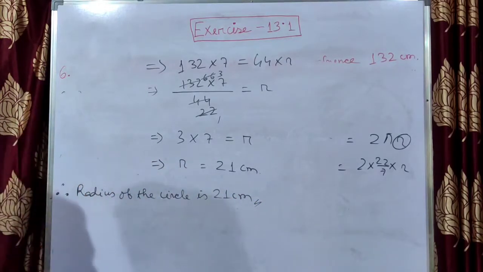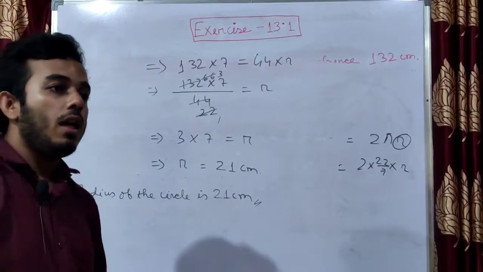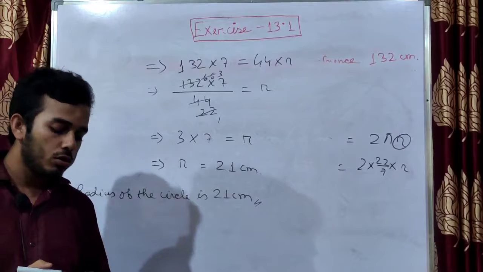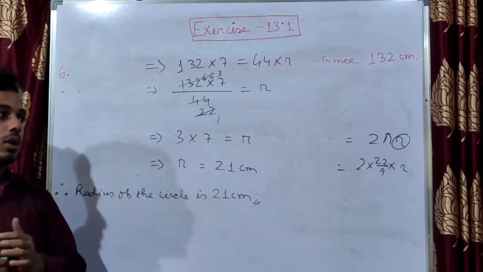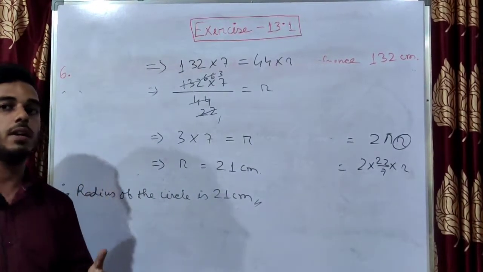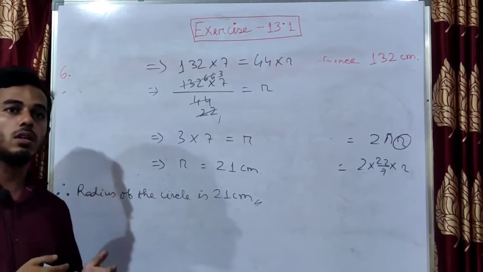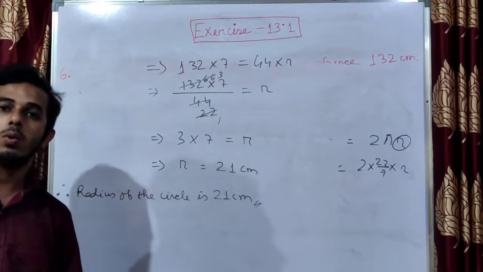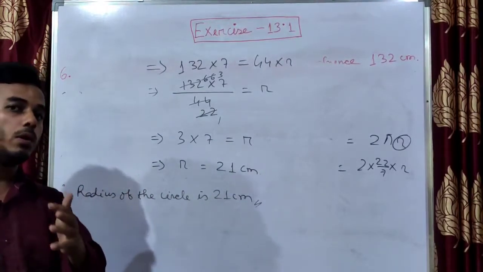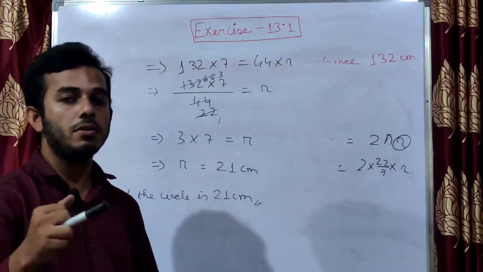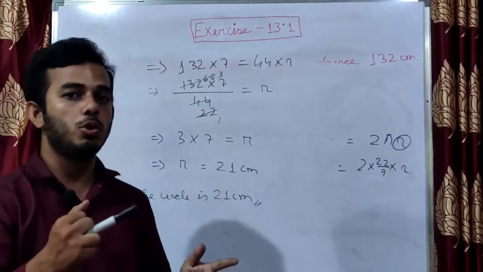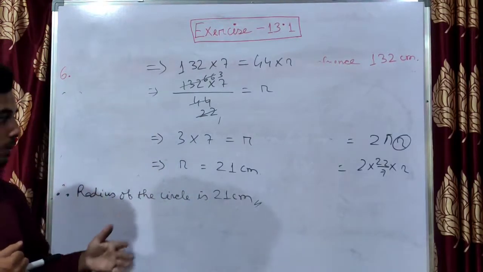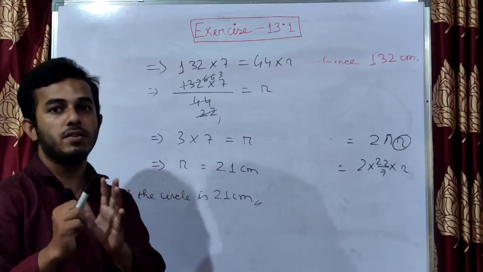In this question, what is given? Circumference is given, and the question asks that from the circumference we have to find the radius. So first of all, what have we done? We have written circumference of circle equal to 132 centimeter. Then we know circumference of circle equals how much? 2 pi r. So in place of circumference, we have written 132 equals 2 pi r. Then we have just put the values of 2 and pi. Pi is how much? 22 by 7. That means 2 into 22 by 7 into r.